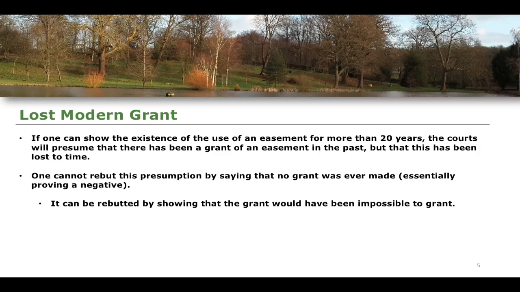Fundamentally, you have to show not that, look, there hasn't been a grant, so therefore we shouldn't give this. You shouldn't be able to presume and prescribe this easement, because then you're trying to prove a negative. That would be impossible, and that would be a particularly low evidential standard. Instead, what you're going to have to do is say, right, no, the courts, I know you are presuming that there has to have been a grant in the past, but here's some evidence to show that this grant would have been impossible to be granted in the past, and so therefore we're going to rebut this presumption. Okay.